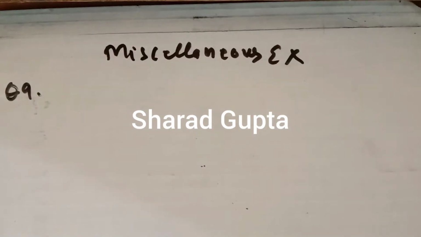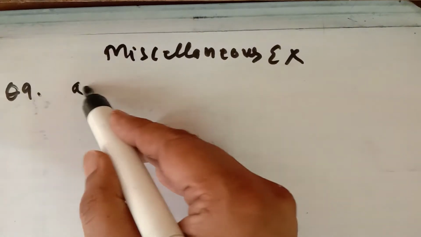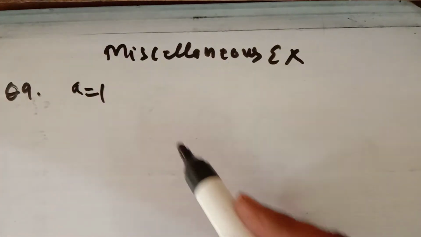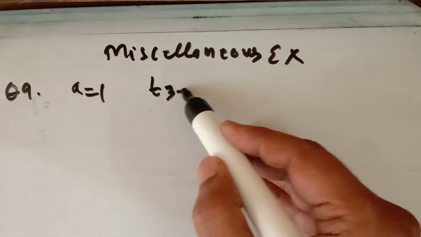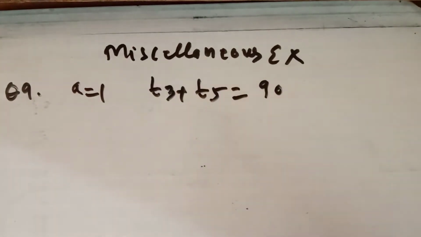Lecture number 13 for the chapter Sequence and Series, class 11th, and we are discussing the miscellaneous exercise. Now in question number 9, it is given that the first term of a GP is 1 and the sum of the third and fifth term is equal to 90, and you have to find the common ratio.